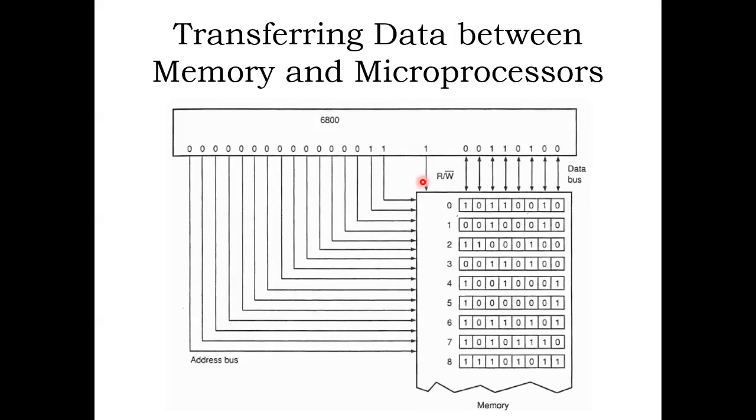What does it mean by reading? Reading means the data is transferred from the memory to the microprocessor. That's what I'm saying: memory to microprocessor. And the writing is what? Backward. Microprocessor to memory, right? It's just like a transfer of data, right? But we call it read and write. Because read means from memory to microprocessor, because the microprocessor is the one who is reading from memory, right? And writing means the microprocessor is the one who is writing to the memory, okay?